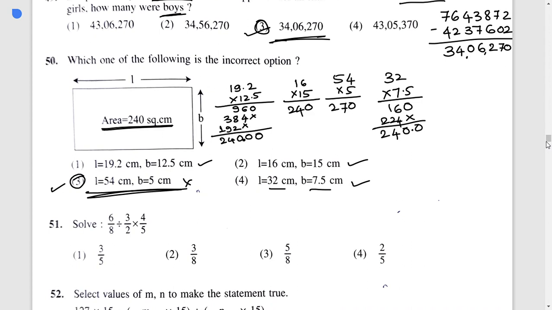51st question. Solve 6 by 8 divided by 3 by 2 into 4 by 5. So this will be 6 by 8 into 2 by 3 into 4 by 5. So here 4 into 2 is 8. 8 ones are 8, 3 ones are 3, twos are. So the answer will be 2 by 5. So which option is there? Option 4th one. 2 by 5 is the correct answer here.